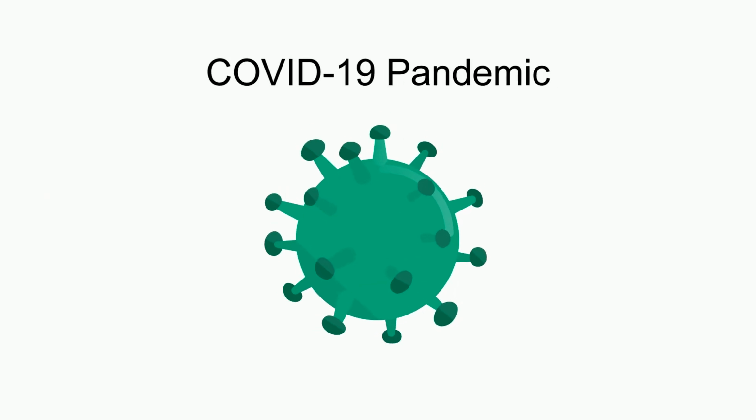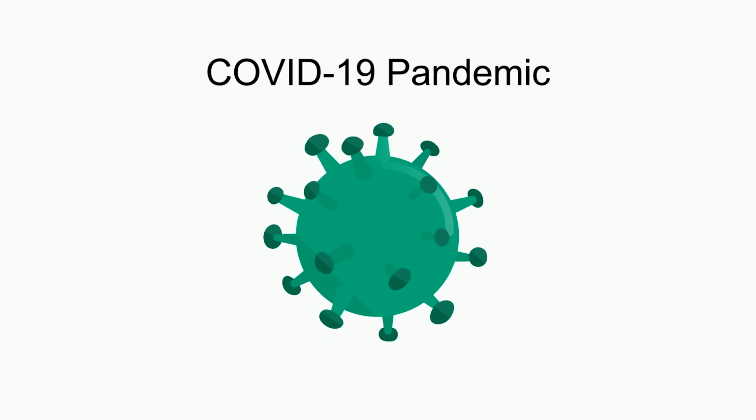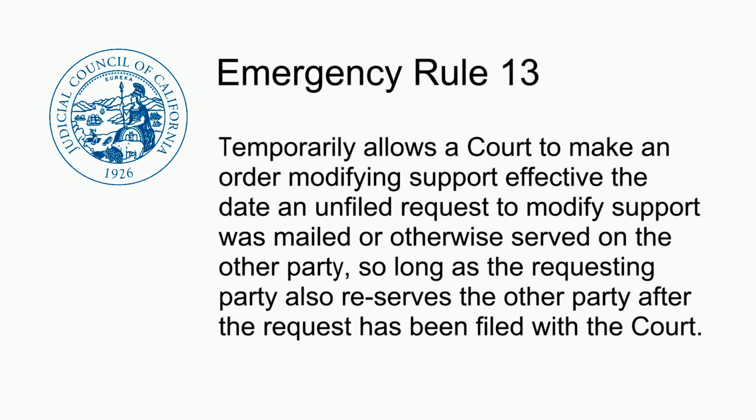Please note, as a response to the COVID-19 pandemic, the Judicial Council of California enacted Emergency Rule 13, which will temporarily allow a court to make an order modifying support effective the date an unfiled request to modify support was mailed or otherwise served on the other party, so long as the requesting party also reserves the other party after the request has been filed with the court.